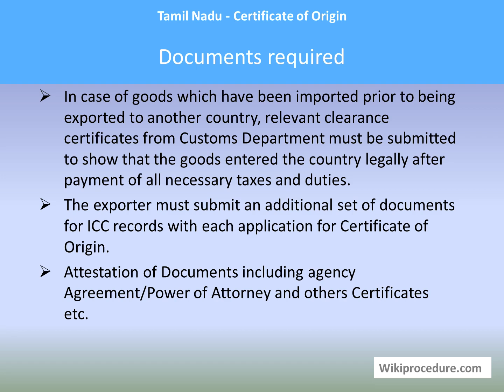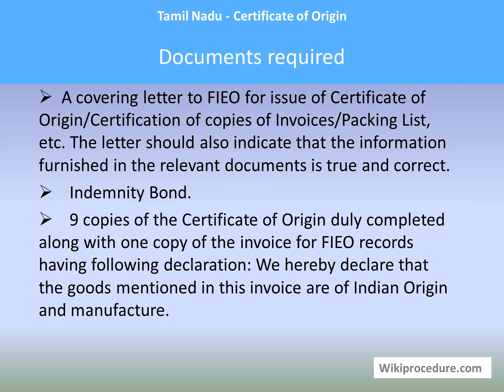Attestation of documents, including the agency agreement, power of attorney and other certificates, is also needed. A covering letter to FIEO for issue of the certificate of origin, or certification of copies of invoices, packing list, etc. The letter should also indicate that the information furnished in the relevant documents is true and correct, from the exporter.